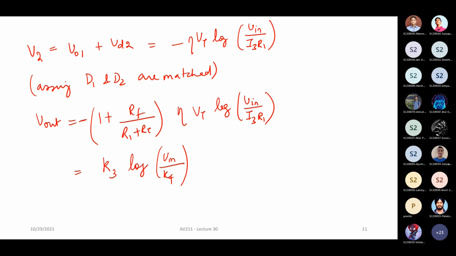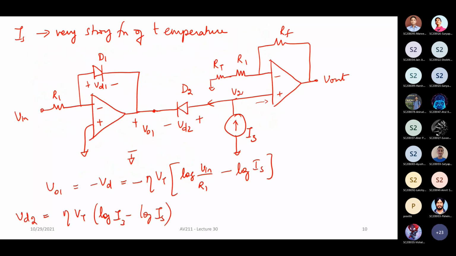Many times what we do is we try to compress the dynamic range. Sometimes it may also be that you have an input current that can go over, let us say, 3-4 orders of magnitude. In those situations, you want to compress the dynamic range of the signal. And we know that logarithm is a very good way of compressing this dynamic range. Now, again, this diode can be replaced with a BJT.